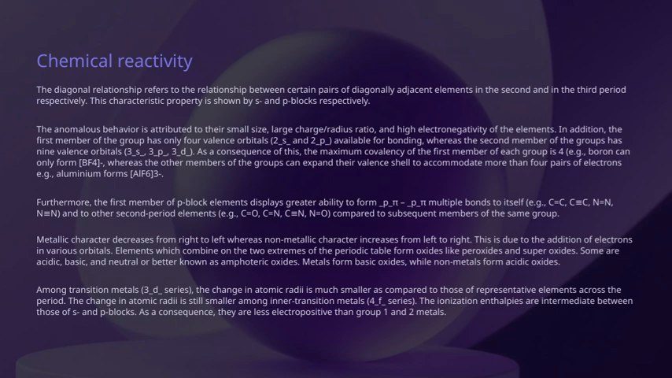Finally, the diagonal relationship is an interesting concept. It describes how certain pairs of diagonally adjacent elements in the second and third periods exhibit similar chemical properties. This pattern is observed in both s and p blocks and helps explain some similarities across different groups, despite their position in the periodic table. Understanding these concepts really ties into the overall theme of periodic trends and chemical reactivity, helping us grasp why elements behave the way they do based on their position and electronic structure.